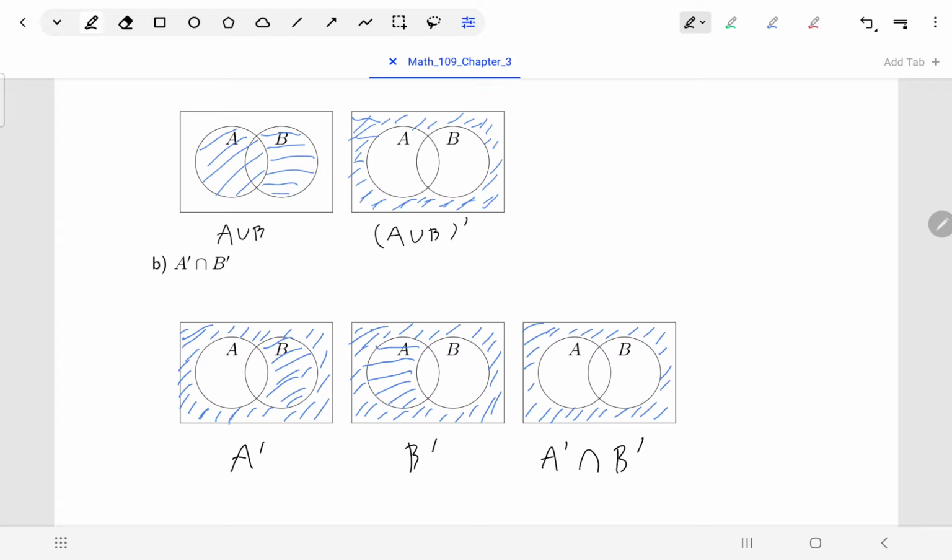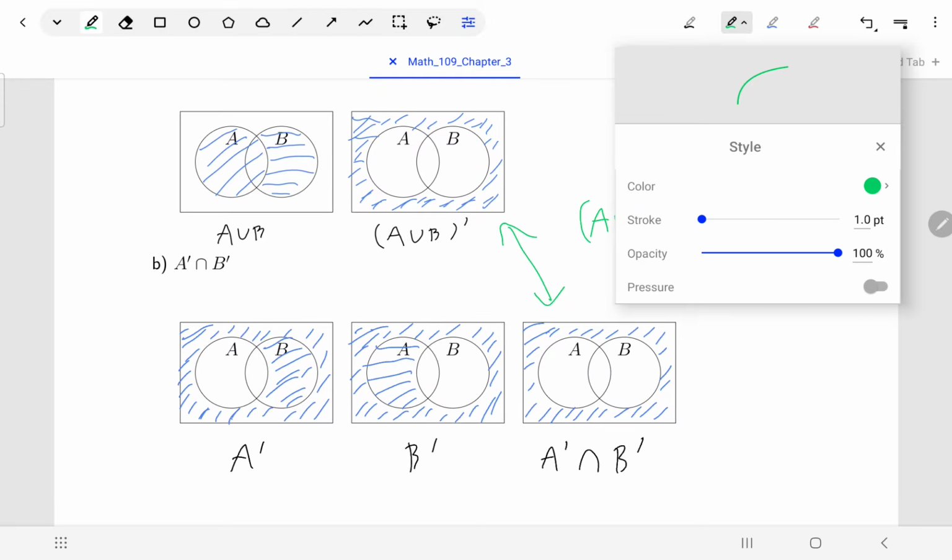A fun thing for us to notice, similar to the last question where I pointed out that sometimes a set could be described two different ways, is that the Venn diagram I ended up with for A union B complement is the same Venn diagram as the one I ended up with for A complement intersect B complement. If we notice that these two are the same, then we can conclude that A union B complement is the same thing as A complement intersected with B complement. That's because they have exactly the same Venn diagram, and if you have the same Venn diagram, you are the same thing.